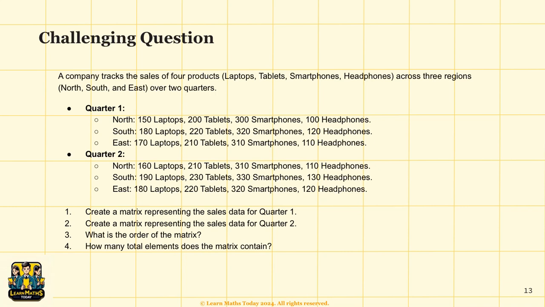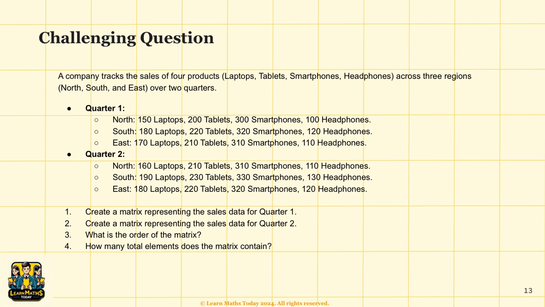Hi, I want you guys to take a look at the following question. Now, the first question is on how do you represent the sales data for quarter one? It's actually relatively straightforward. You just have to create a matrix that contains all the elements mentioned in the text above.